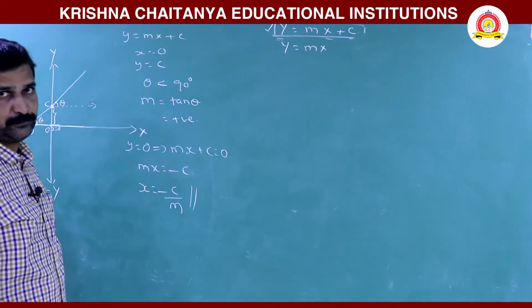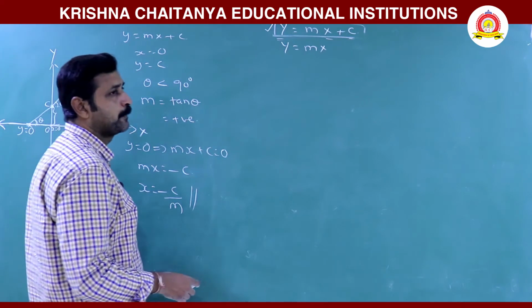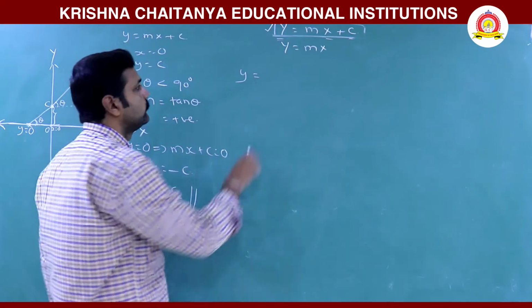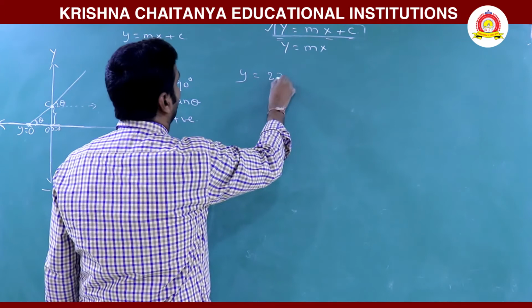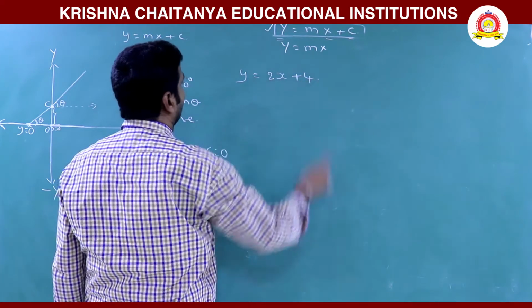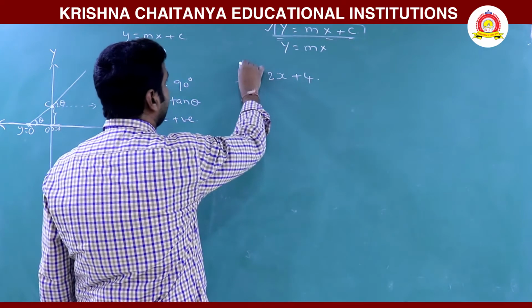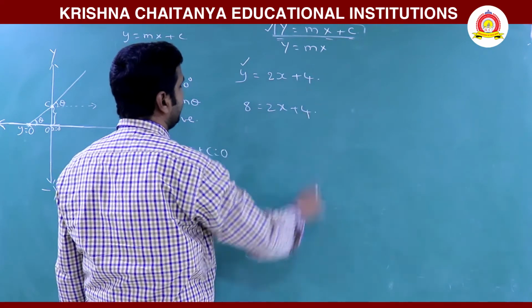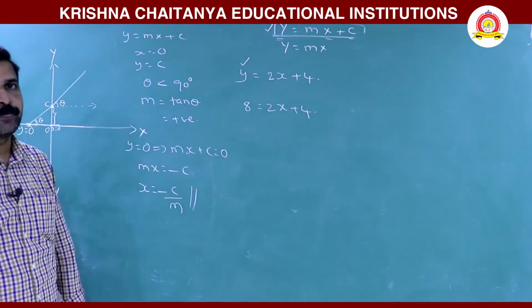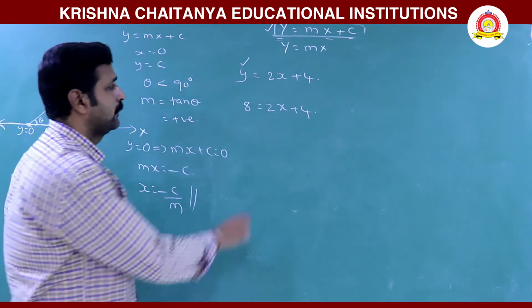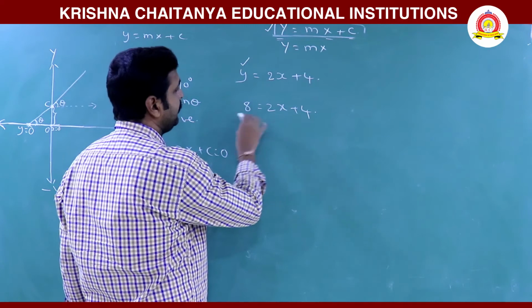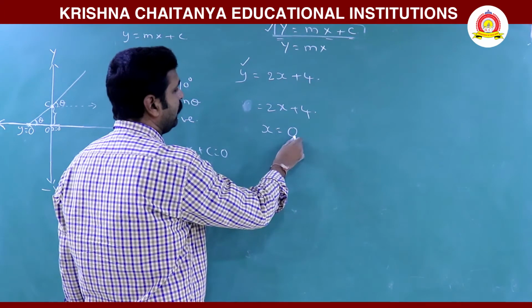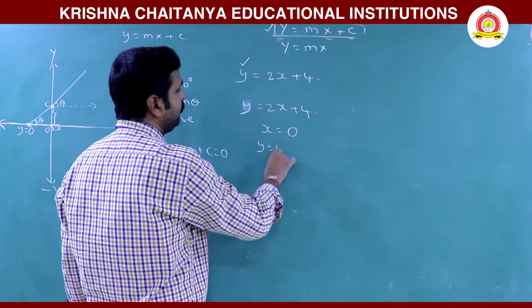Let us take an example: y is equal to 2x plus 4. Now here, when x is 0, y should be 4 only. When x is 0, the y value should be 4, which is c.